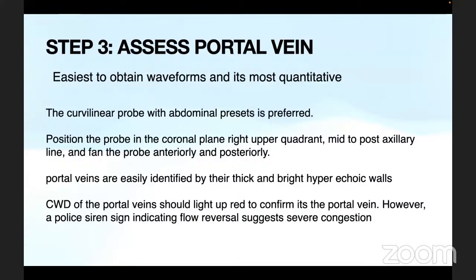However, sometimes you'll be able to see a police siren sign. This police siren sign is something where there is constant alteration in the color of the portal vein flow. There is a red and blue, red and blue, red and blue coming and going. This suggests that there is flow reversal and severe congestion in the patient.